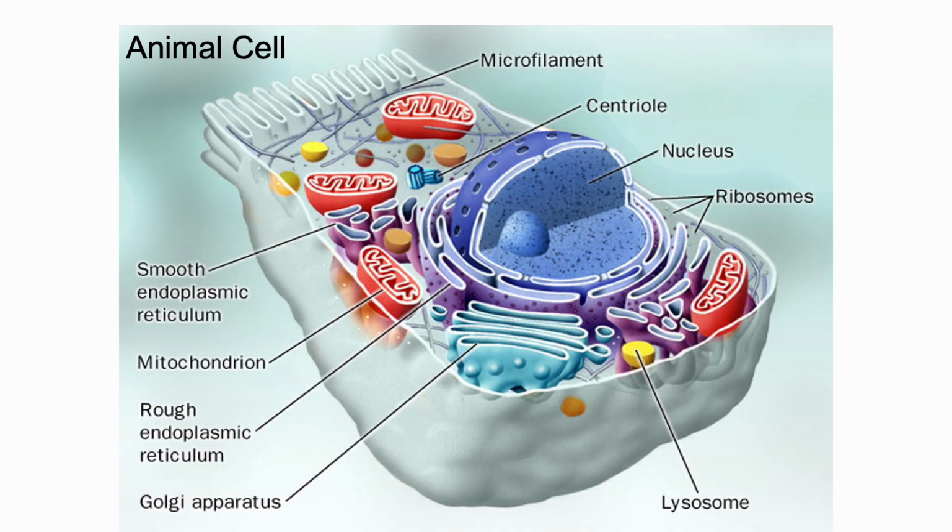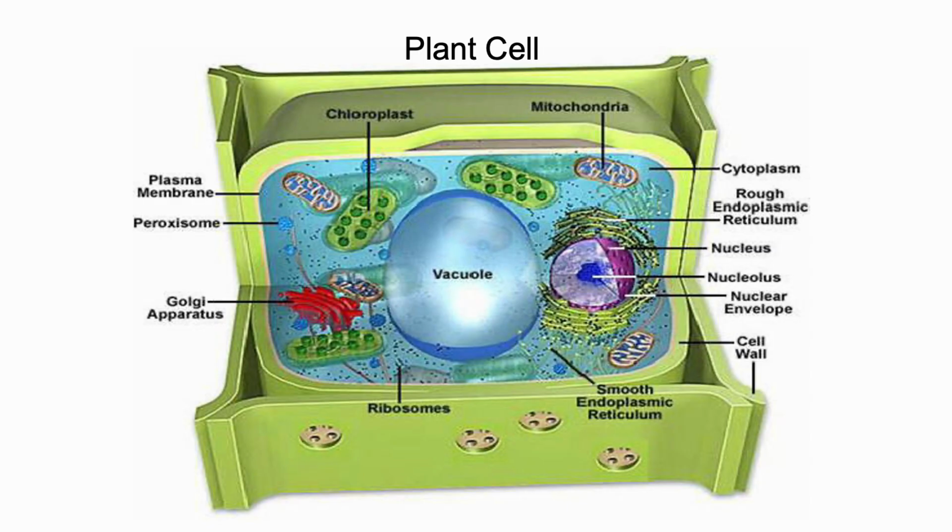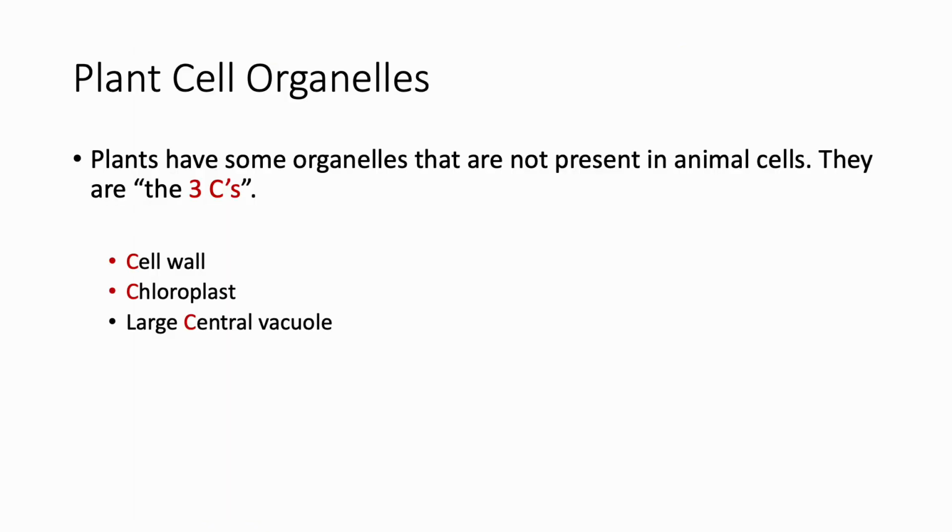Just looking at another diagram of an animal cell with the different organelles labeled. And then we have our plant cell again with the organelles labeled. Remember, the plant cell has the 3 C's, the 3 organelles that are found in plant cells and not in animal cells. Those 3 C's were your cell wall, chloroplast, and the large central vacuole.